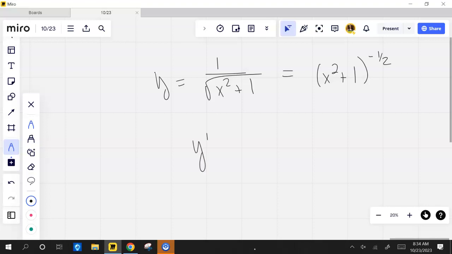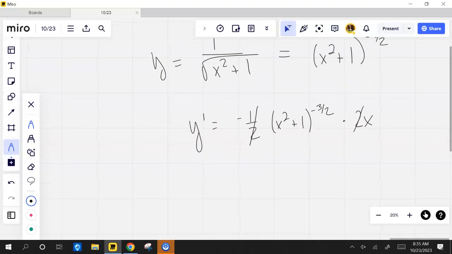So now the derivative here would be negative 1/2 (x squared plus 1) to the negative 3 over 2. And then, of course, I have to chain it, so times 2x. The 2 and the half cancel, but it is still negative, and because this is negative, that's going to be on the bottom. So I've got a negative x up top, and I've got (x squared plus 1) to the 3 over 2.